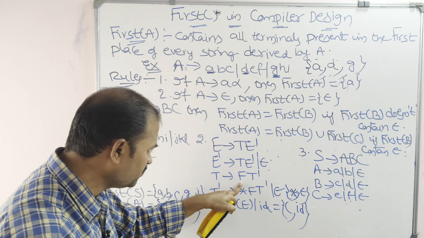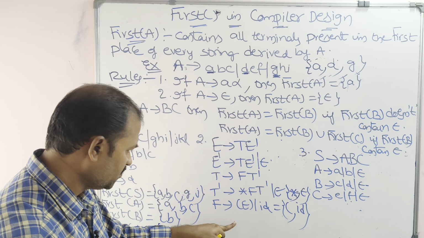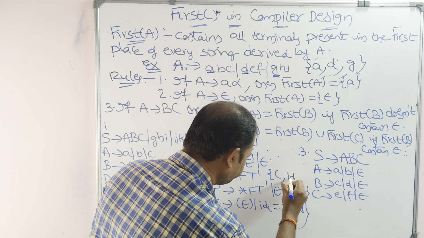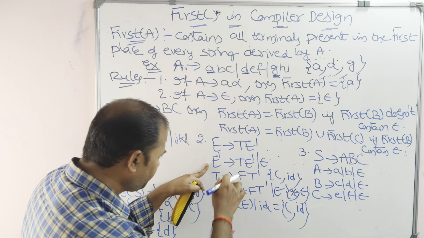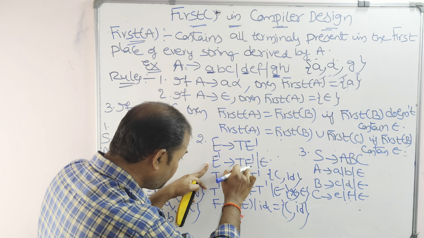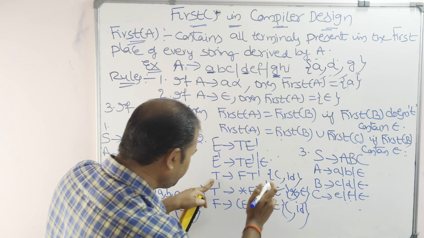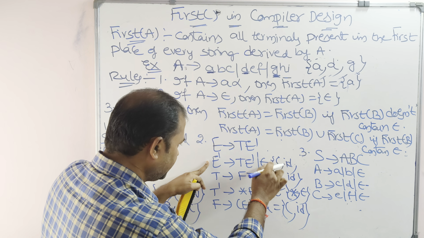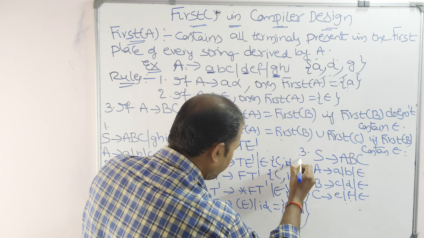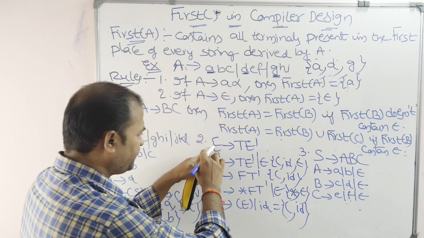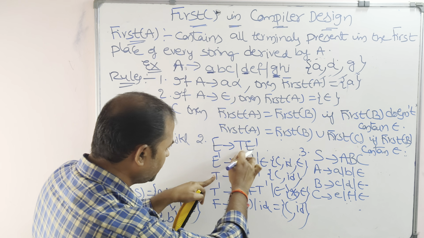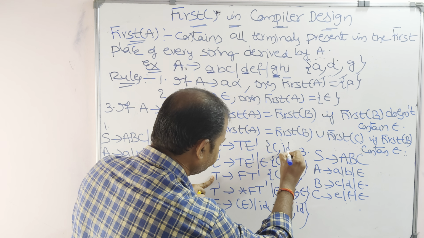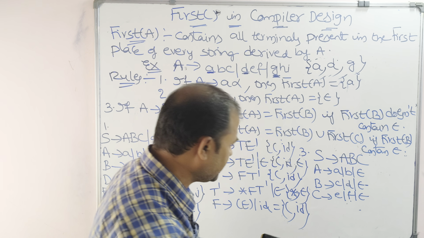FIRST of T equals FIRST of F. What is FIRST of F? Left parenthesis, ID. Next, FIRST of E dash equals, in this production FIRST of T. What is FIRST of T? Left parenthesis, ID. In this production epsilon. Next, FIRST of A equals FIRST of T. What is FIRST of T? Left parenthesis, ID.